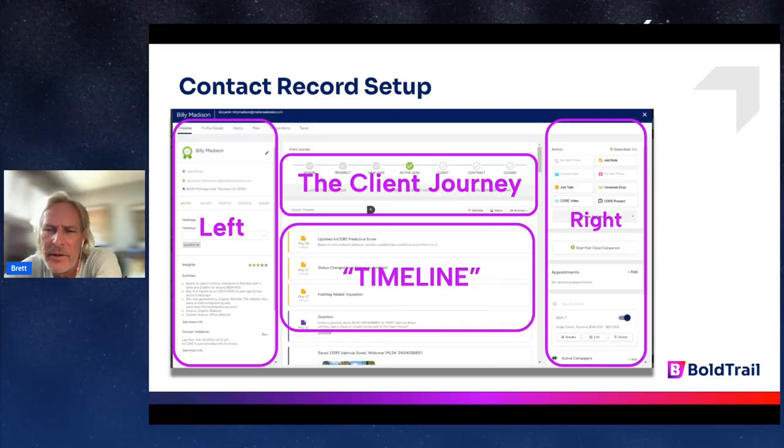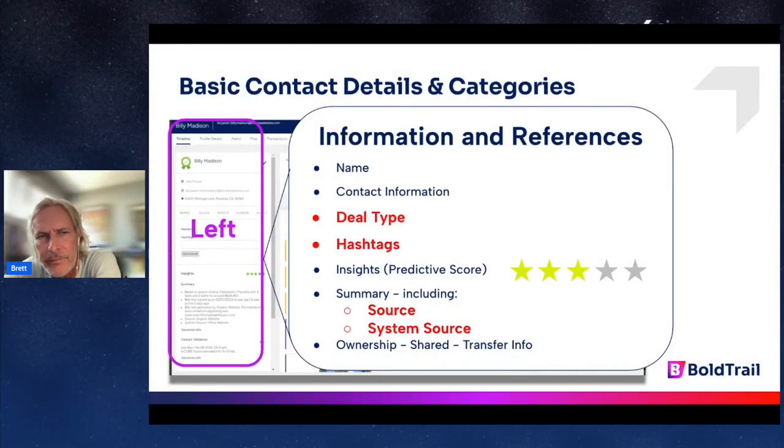And then far right are going to be all my actions. I want to make a call, send an email. I want to turn on a search alert. I want to drip campaign. So left, that's all my info.